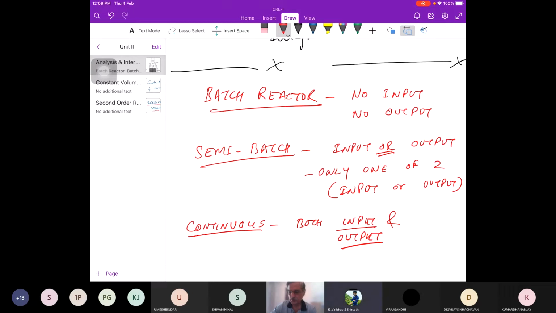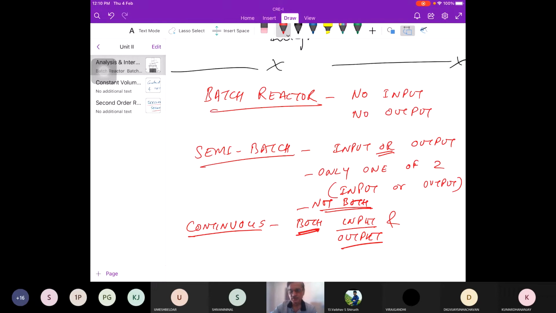So in batch there is no input, no output. In semi-batch there can be input or output but not both. But in continuous it is both input and output. So this is the difference between batch, semi-batch and continuous. You should know that. Next, we have seen two types of continuous reactors, right? What are the two types of continuous reactors?